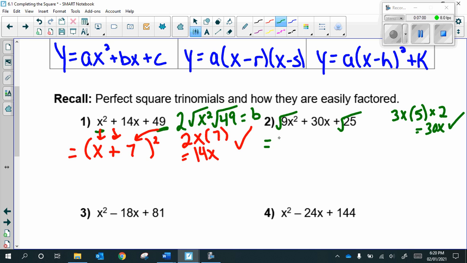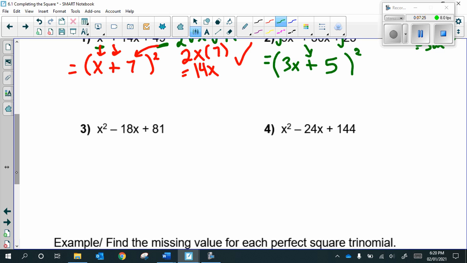So how do we factor it? Well, we put our bracket here. I know it's going to be squared. You take the square root of the first term, so the square root of 9x squared is 3x. You take the first sign that you see, so we got a plus, and the square root of 25 is 5. So 9x squared plus 30x plus 25 factored is 3x plus 5 squared.